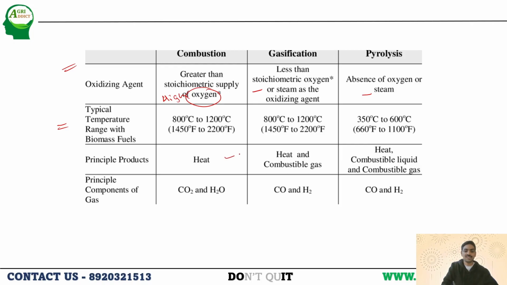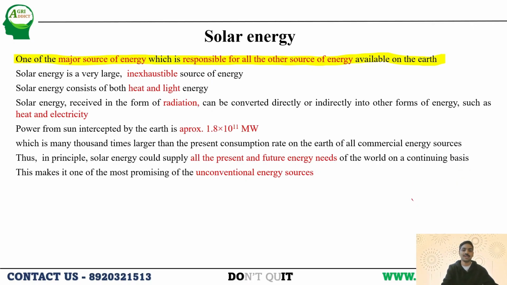Here only heat is generated, and as a subproduct it is CO2 and water. Here it is heat along with some other combustible gases, that is carbon monoxide and H2. And here heat, combustible liquid and combustible gas, everything is generated, along with CO2. Here only char is generated, along with the hydrocarbon. This is HC, hydrocarbon, and char is generated in pyrolysis. Here there is a complete absence of oxygen.